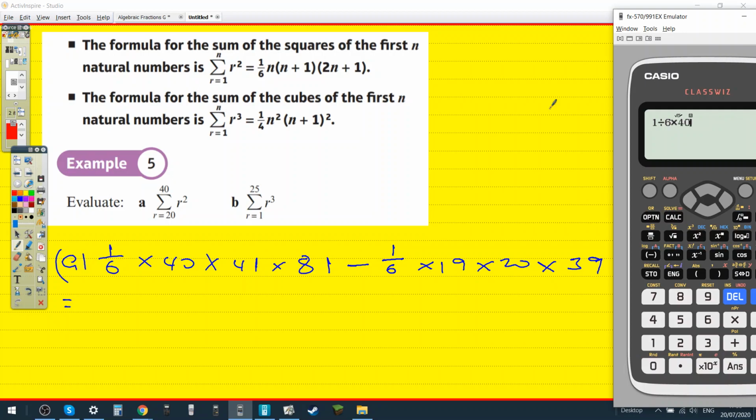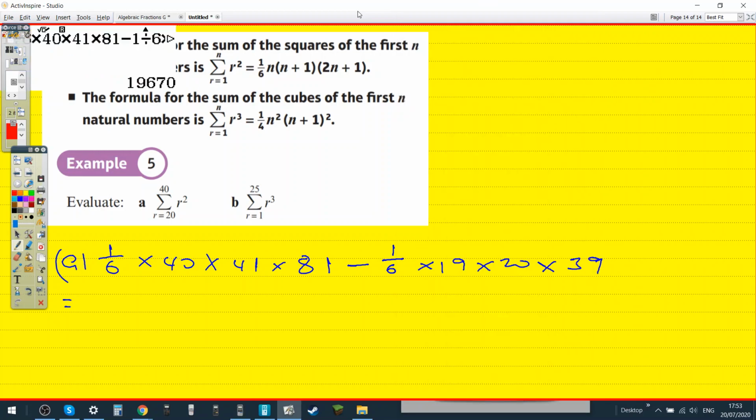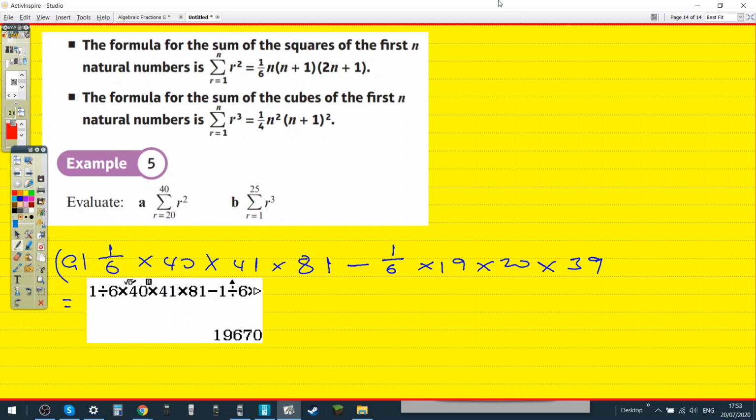Okay, so I got 22,140 minus the 19 one, which I'm doing, minus 2,470. Okay. What do you get? 19,670. Looks good. And yeah, no brackets. BIDMAS takes care of the brackets for us. I always put extra brackets in for no reason.